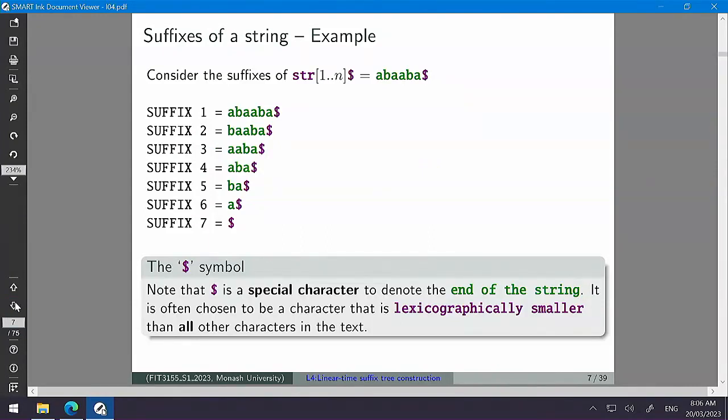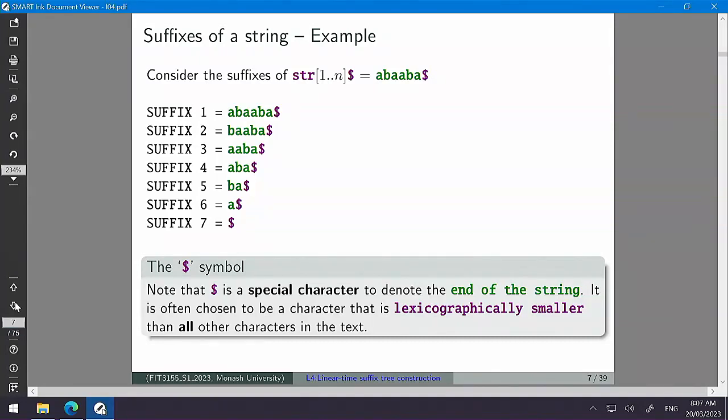It's a tree that stores all suffixes of a string. Take that string AB$, where $ is always that special character, remember? So what are the suffixes of AB$?